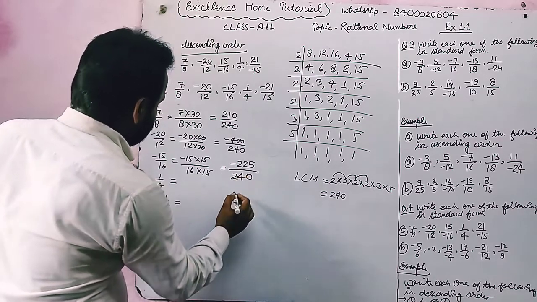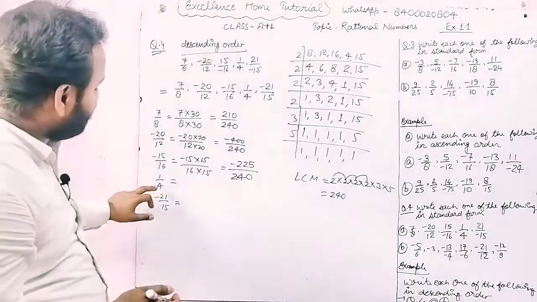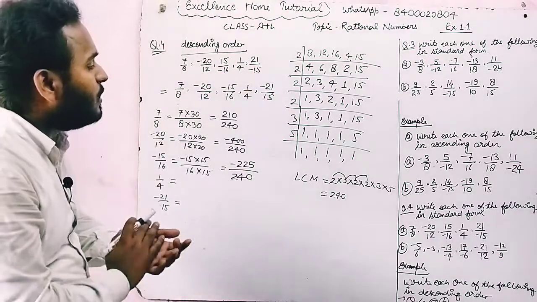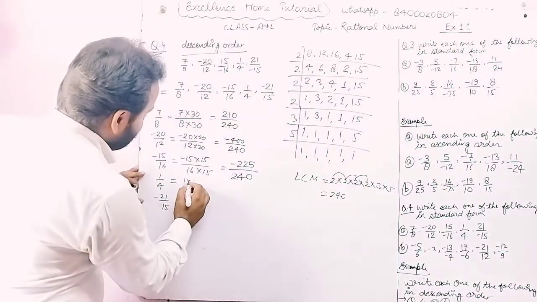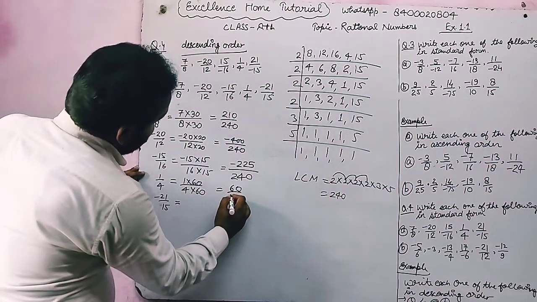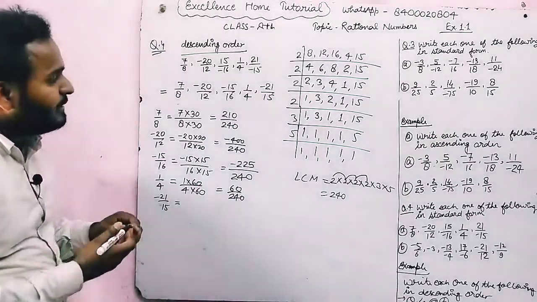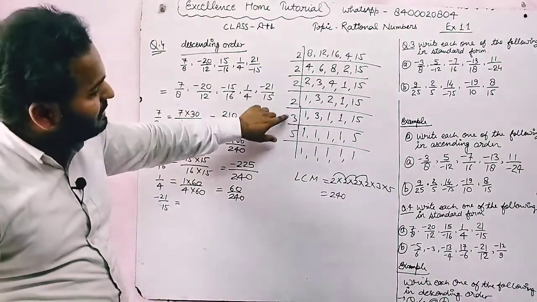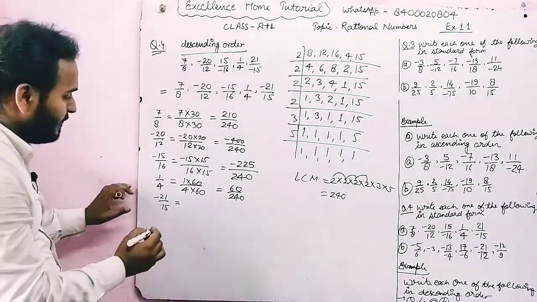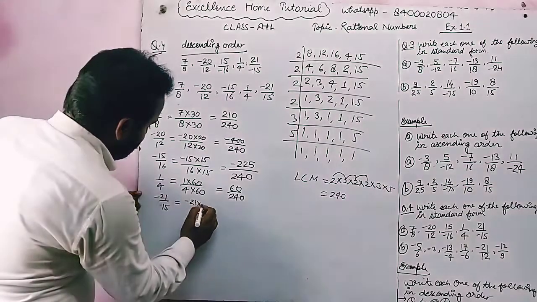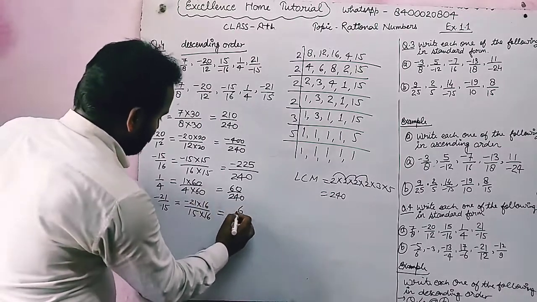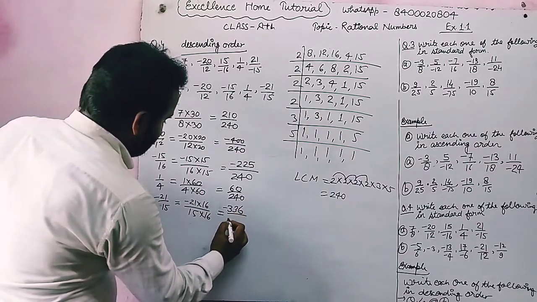After that 4. Remove this and multiply: 2 twos are 4, 4 threes are 12, 12 fives are 60. So we multiply numerator and denominator by 60, giving 60 by 240. And 15, that is 3 fives are 15, this is removed. Remaining is 2 twos are 4, 2 fours are 8, 2 eights are 16. So we multiply both numerator and denominator by 16.